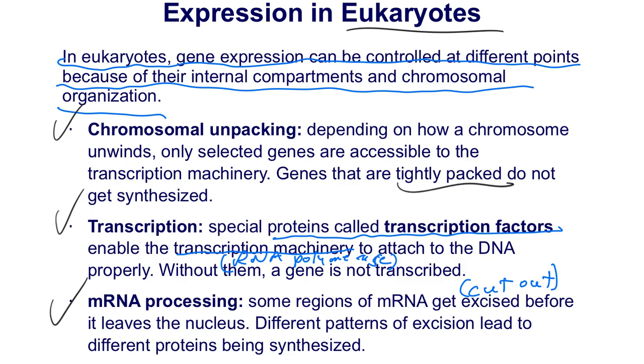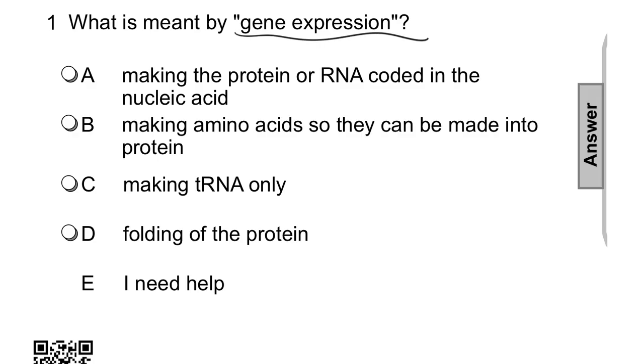And then when the mRNA is processed, after it's transcribed, it can be cut up. It can be modified by other enzymes to make it work more efficiently, or to make it not work. So even after the mRNA is made, you can tweak it by mRNA processing, to turn it off or to make it useful. Gene expression is transcription and translation together. So making the protein or RNA coded in the nucleic acid. Making the protein, that is translation, and making the RNA coded in the nucleic acid, that's transcription. So that has to be right.